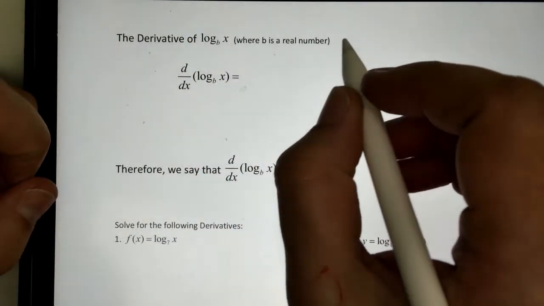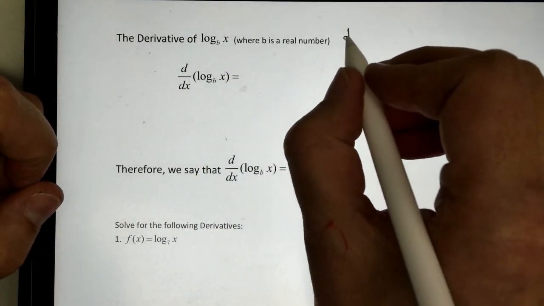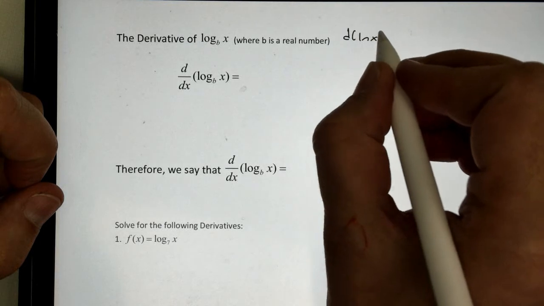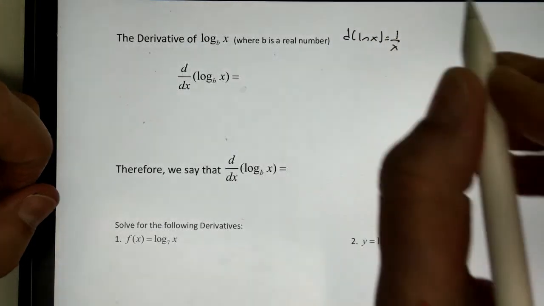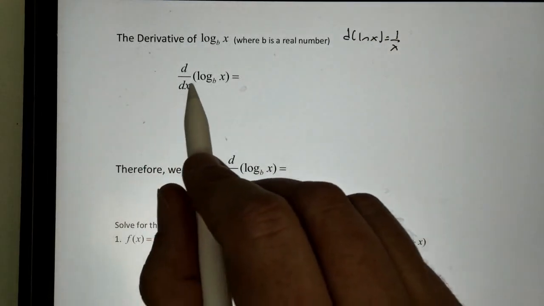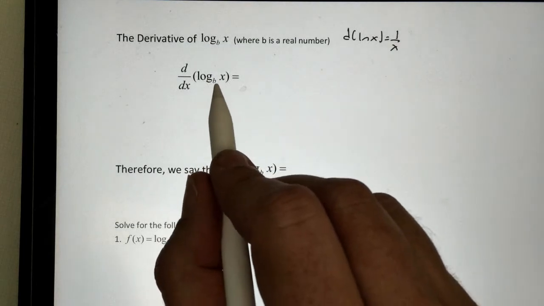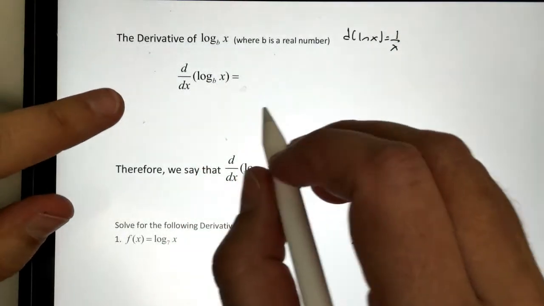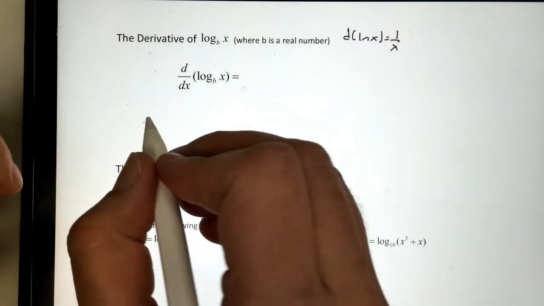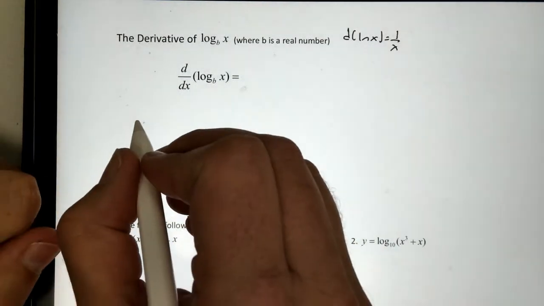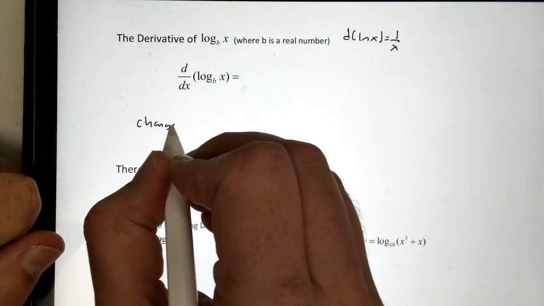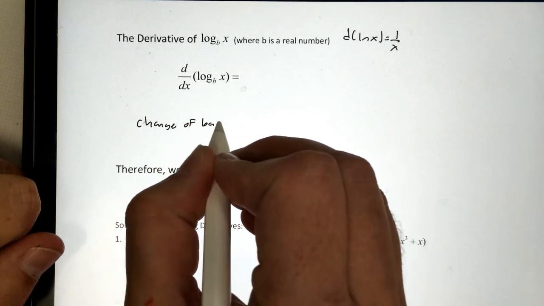Hello, welcome back. In this video, we're going to take a look at the derivative of the log base b of x. Now, we know from earlier that the derivative of the natural log of x is just 1 over x. In this video, we're going to take the derivative of log base b of x. To do this, we are going to use one of our log properties, and that's the change of base. And we mentioned this previously in video 1.